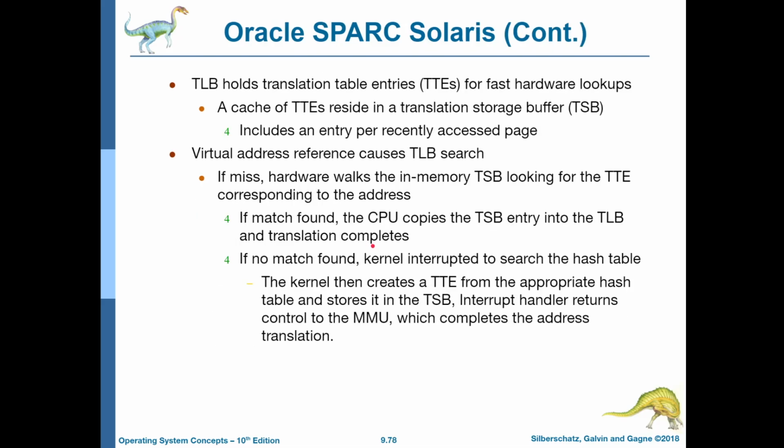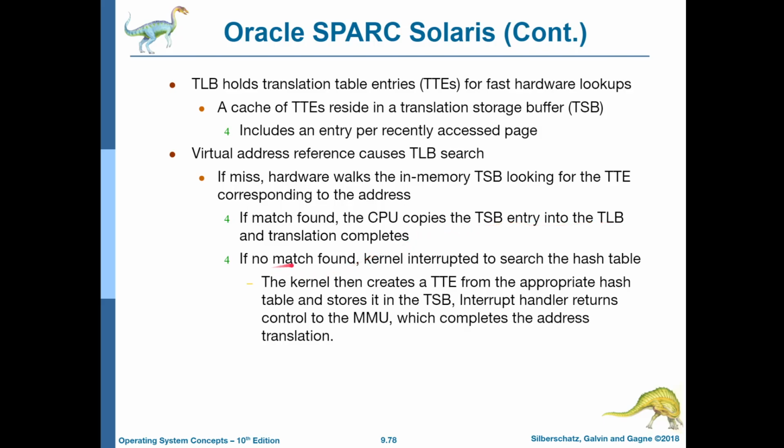The TLB holds translation table entries for fast hardware lookup. So basically this is a cache of TTEs that is in a translation storage buffer. And so there are entries for recently accessed pages within this translation storage buffer. A virtual address causes a TLB search. If there's a miss, then the hardware will walk the TSB looking for this translation table entry to see if it finds a match. If a match is found, then the CPU copies the TSB entry into the TLB entry.